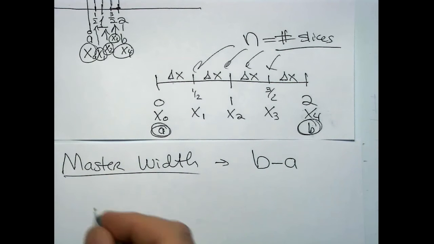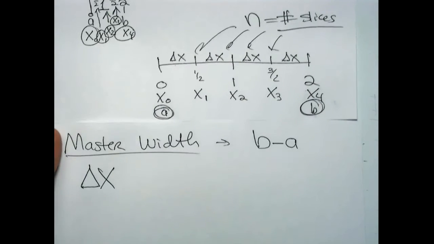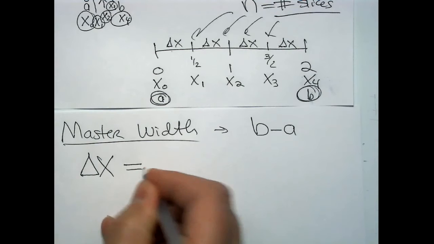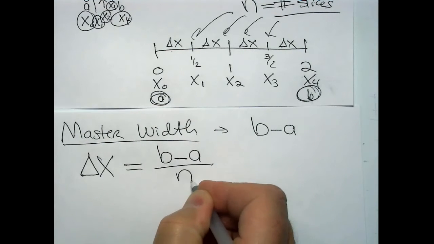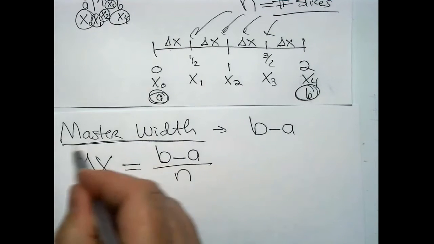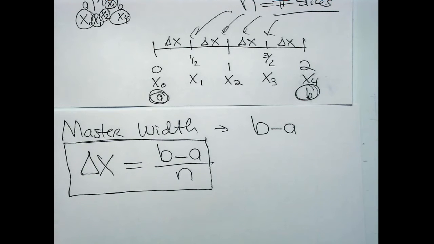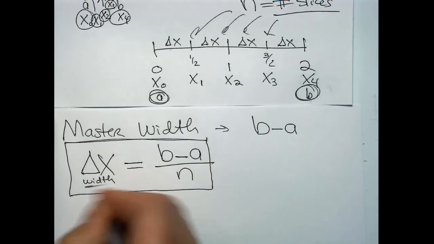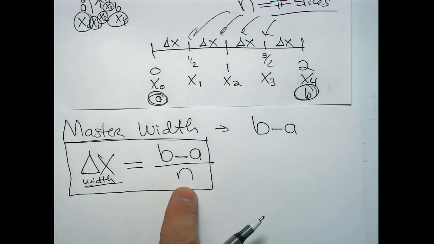Now, let's calculate delta x. Delta x is the width of just one of my intervals, or one of my rectangles. Delta x should be the master width divided by n slices. This is an important formula. You're going to see it over and over again. We use the same formula for pretty much every problem. The width of one rectangle is the master width divided by the number of slices.